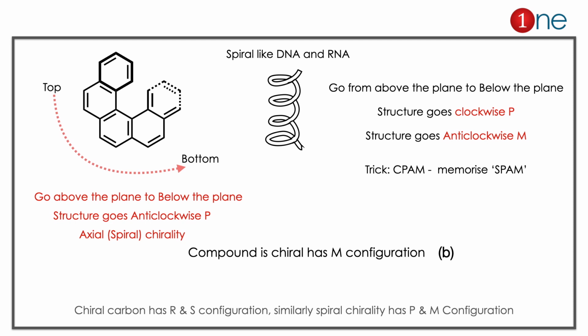Here is a new kind of configuration. It is like coming from DNA and RNA. It comes from spiraling or screwing. So go from top to bottom. Normally the top is the above plane, bottom is the below plane. You have to determine whether the ring goes from top to bottom clockwise or anti-clockwise. Here clockwise means P, anti-clockwise means M. Here the structure goes from top to bottom anti-clockwise, so the structure is M configuration. The compound is chiral with M configuration, so the answer is clearly B there.